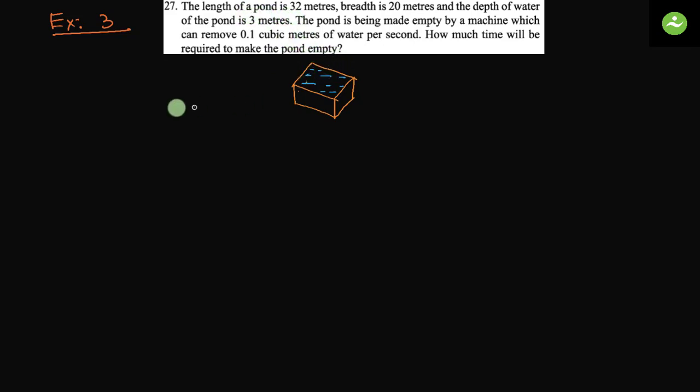So the length, breadth and depth. Length is 32 meter. Breadth is 20 meter. And the depth is 3 meters.